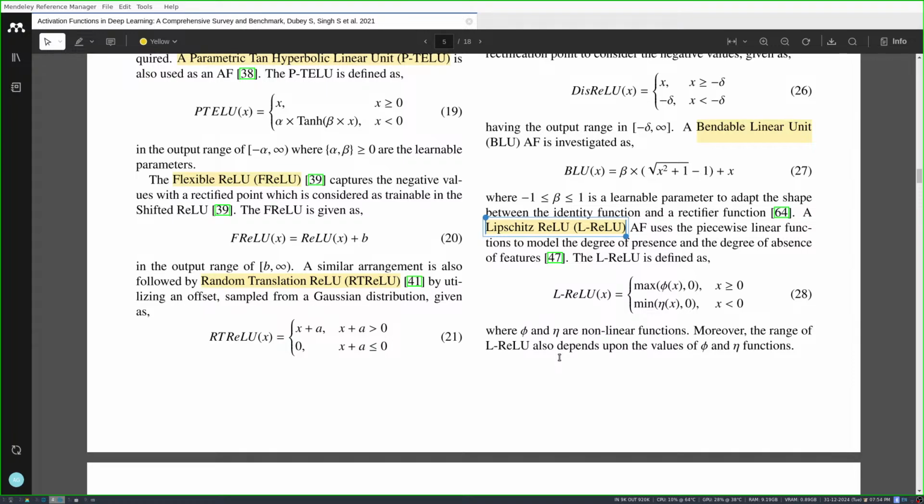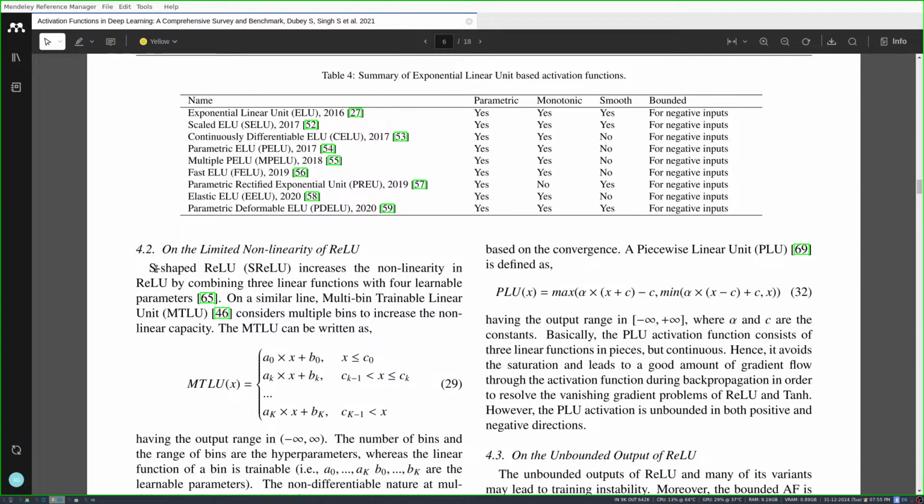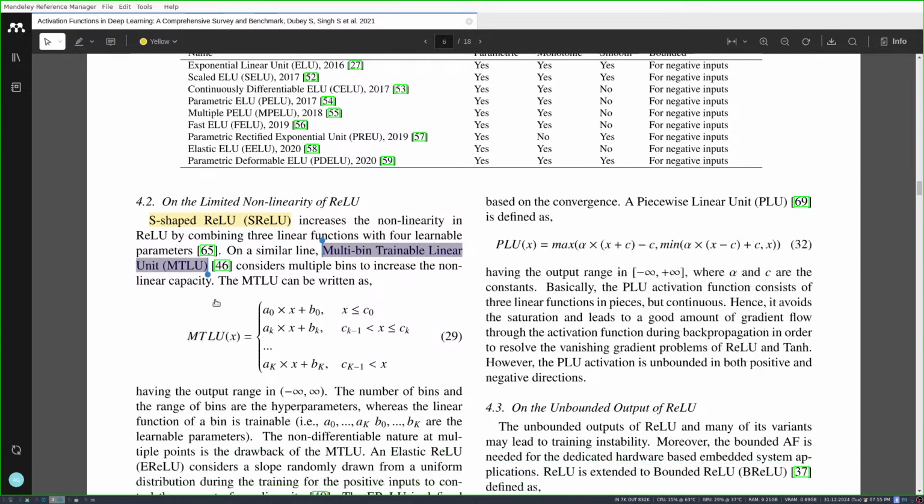Moreover, the range of the value depends upon the values of phi and n. S-shaped ReLU increases the non-linearity in ReLU by combining three linear functions. Multi-bin trainable units use multiple bins to increase the non-linearity. Okay, they're trying to increase non-linearity. Oh, okay, this is a question. Okay.